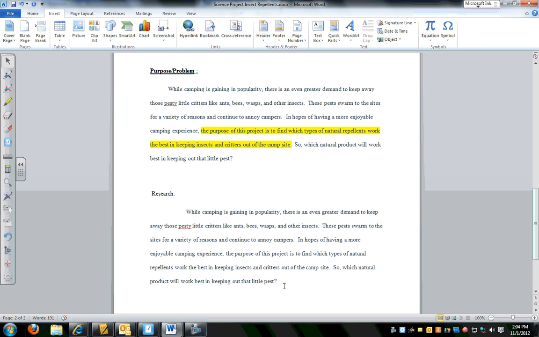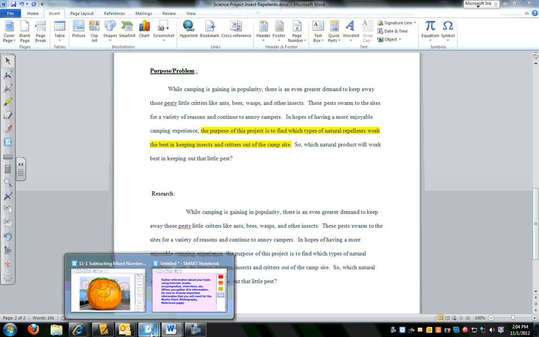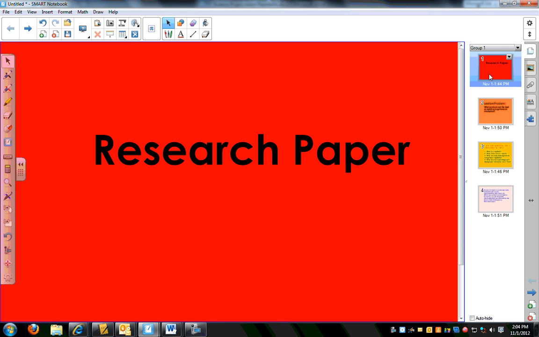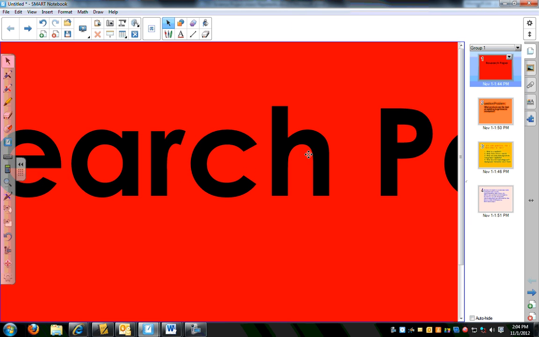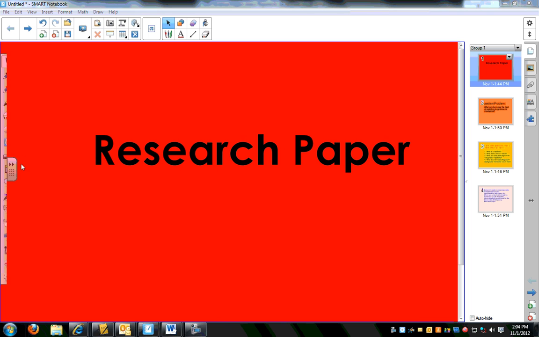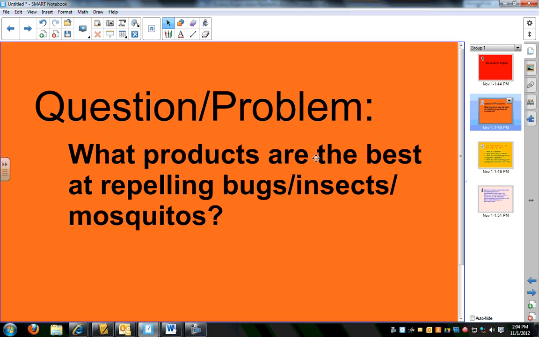The next important thing that we want to look at is the actual research. So in order to understand research, we have to understand a little bit about how to go about writing a research paper. The first thing we want to do is have a problem or question. Okay, what products are the best at repelling bugs, insects, and mosquitoes? Those are the things that are bothering me. That's my problem. So I want to research some information about this.